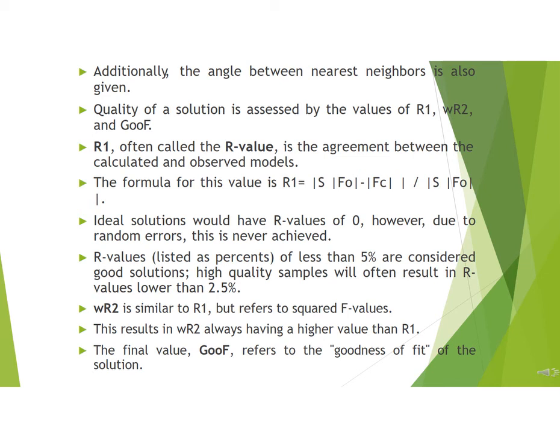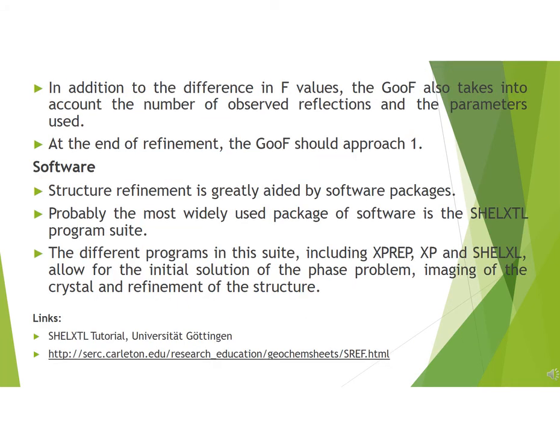wR2 is similar to R1 but refers to squared F values, and this results in wR2 always having a greater value than R1. And the final value, GOOF, refers to the goodness of fit for the solution. In addition to the difference in F values, the GOOF takes into account the number of observed reflections and the parameters used. And at the end of refinement, the value of GOOF should approach 1.